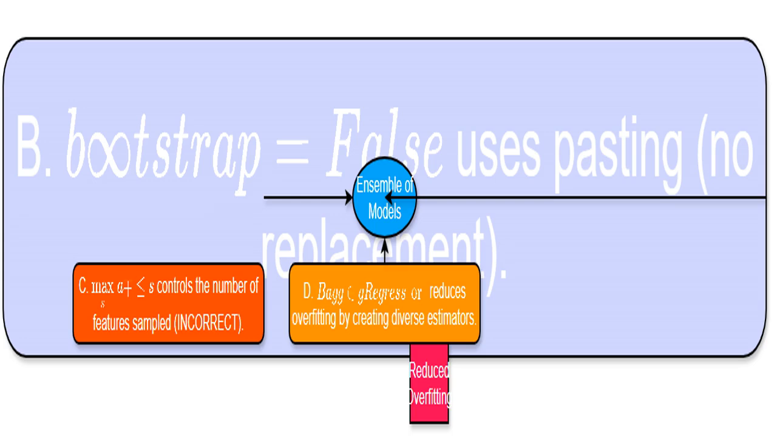BaggingRegressor uses bootstrapping by default, which means it samples data with replacement. Setting bootstrap to false changes this to pasting, where sampling happens without replacement. Each data point is used only once in each subset of the data. This is a subtle, yet important, difference that can impact how each submodel is trained.